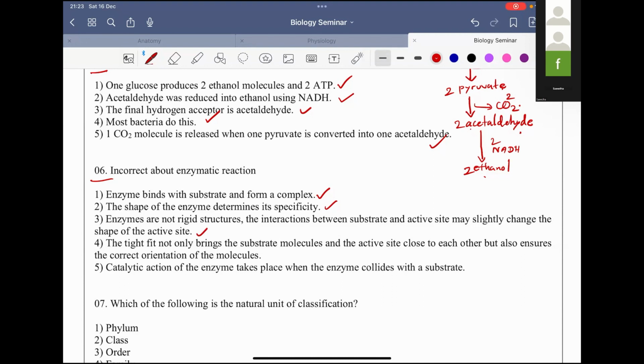Then the tight fit not only brings the substrate molecules in the active site close to each other, but also ensures the correct orientation of the molecules. That is also correct. Due to this, it will help the reaction to proceed and catalyze the conversion of substrate to product. So that is also correct. Finally, catalytic action of the enzymes takes place when enzymes collide with the substrate. That is also correct. So there is no answer for this question also, because all five statements are correct.